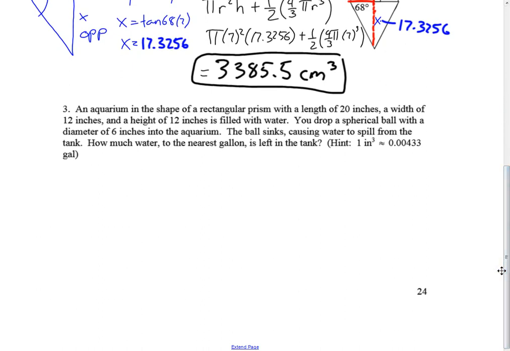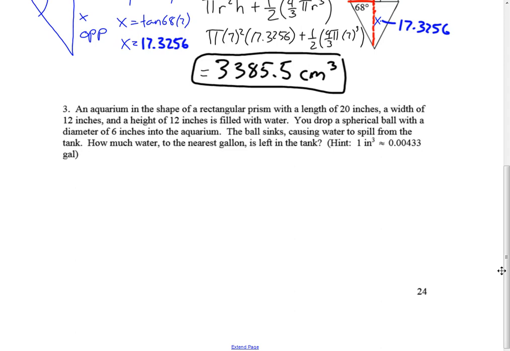Okay, a couple more here. These are challenge questions making us put multiple ideas together. An aquarium in the shape of a rectangular prism with a length of 20 inches, a width of 12 inches, and a height of 12 inches is filled with water. You drop a spherical ball with a diameter of 6 inches into the aquarium. The ball sinks, causing water to spill from the tank. How much water to the nearest gallon is left in the tank? Oh my. We got a little hint there, so it's probably a volume question.